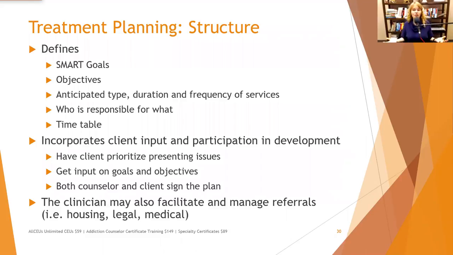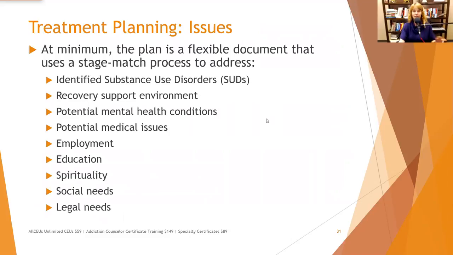So let's figure out, of the issues that you've got going on right now, which you think are most important to work on, and which are you most motivated to work on? What string are you willing to pull first? You get input from client on their goals and objectives. So what does their "as evidenced by" look like? If I am happier as opposed to being depressed, what is that going to look like? If I am healthier as opposed to unhealthy, what is that going to look like? How am I going to know when I'm living a healthier lifestyle? And both the counselor and client sign the plan. The clinician may also facilitate and manage referrals, because oftentimes we don't have case management that we can rely on.